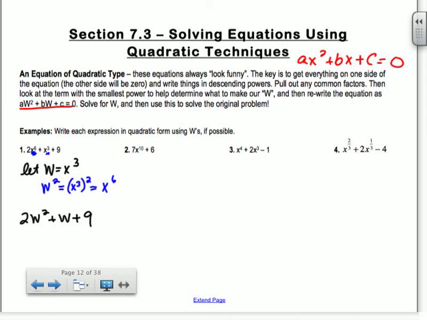Now the next one won't have a middle term, but you can get it to be w squared. So if I wanted it to be w squared, I'm going to let w equal x to the 5th, because then w squared is x to the 10th. So this would be 7w squared plus 6.